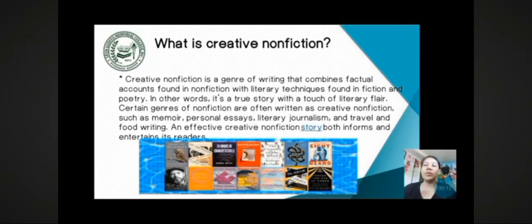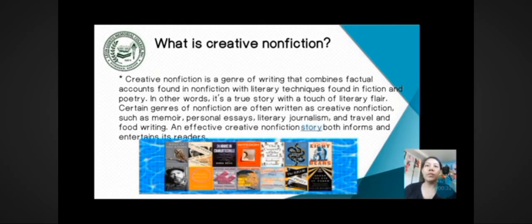So what is creative nonfiction? It is said that creative nonfiction is a genre of writing that combines factual accounts found in nonfiction with literary techniques found in fiction and poetry. In other words, it is a true story with a touch of literary flair.